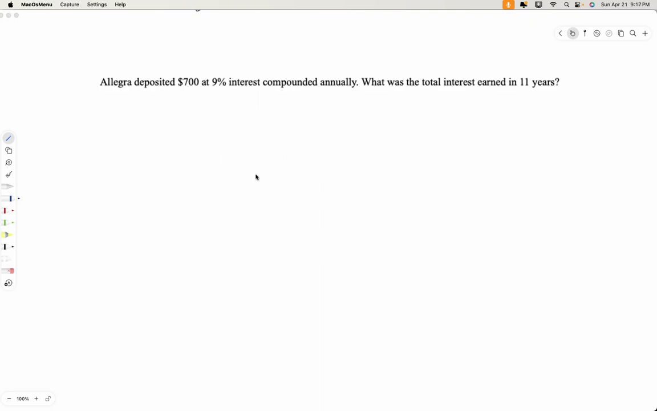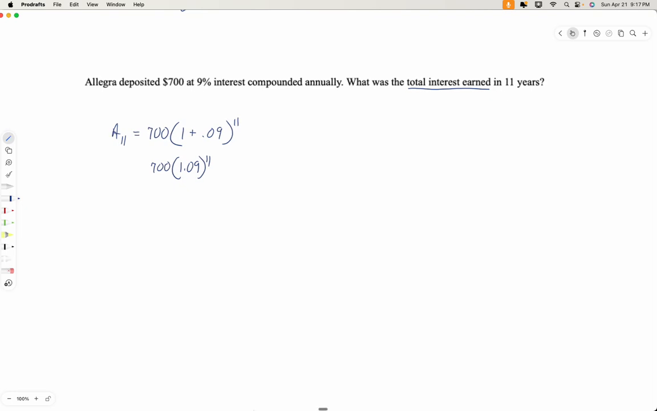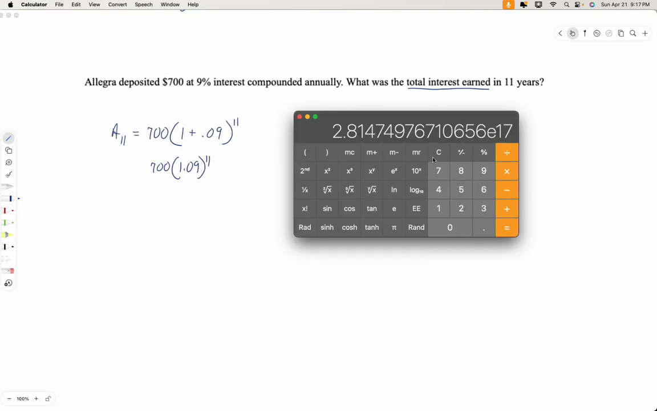All right, Allegra deposited $700 at 9% interest compounded annually. What was the total interest earned? That's what we're looking for in 11 years. So the amount in 11 years is equal to the original amount, $700. This is a percentage, so we're going to do 1 plus the 0.09 for 11 years. So that's equal to 700 times 1.09 to the 11th power. So we're going to do all of this in the calculator at the same time. It just makes life easier if we do it that way.